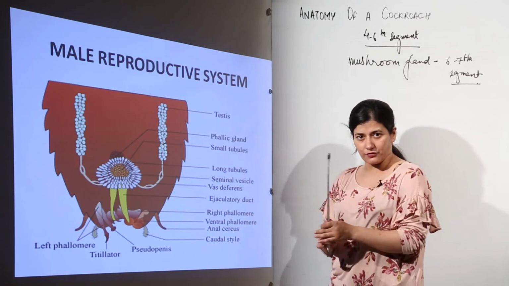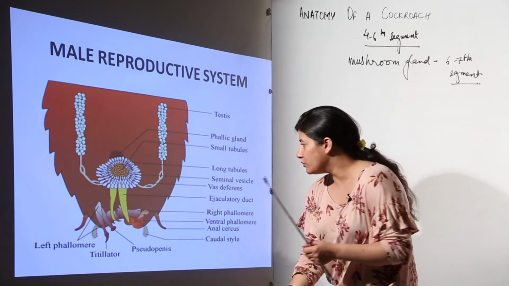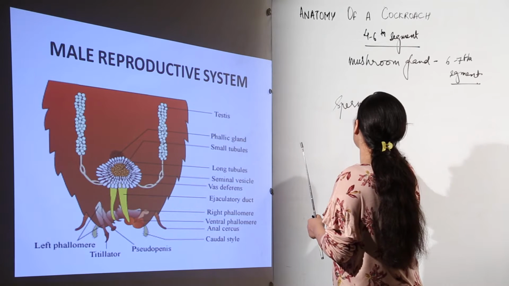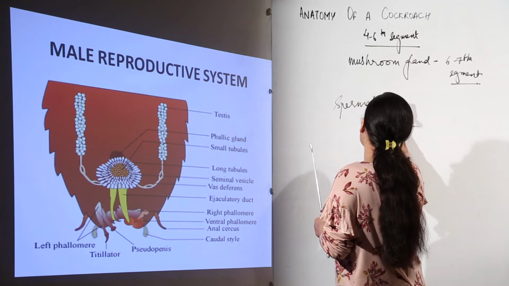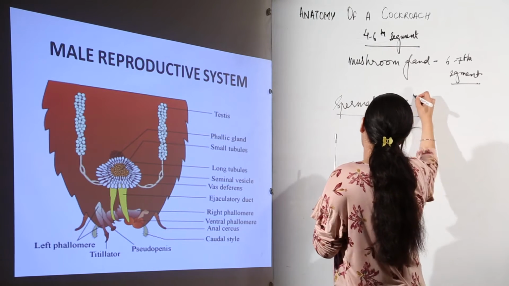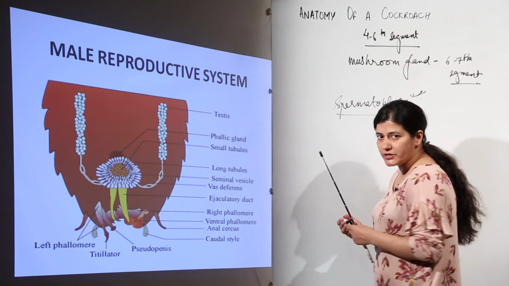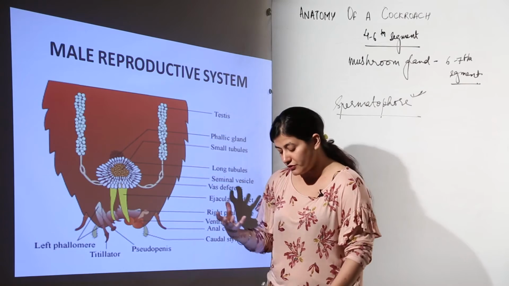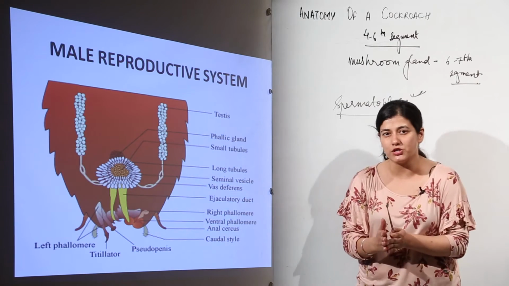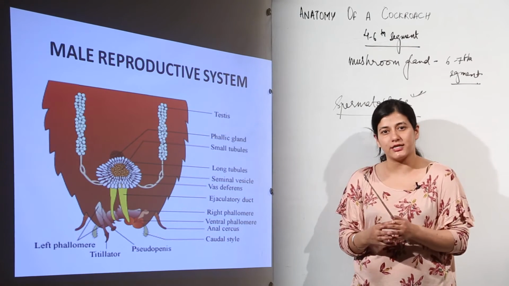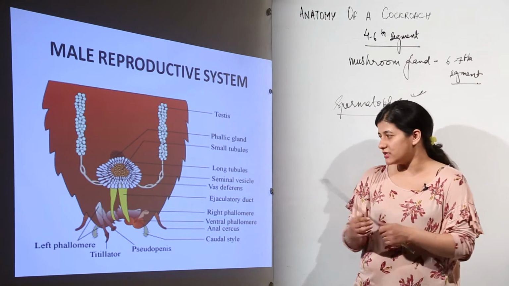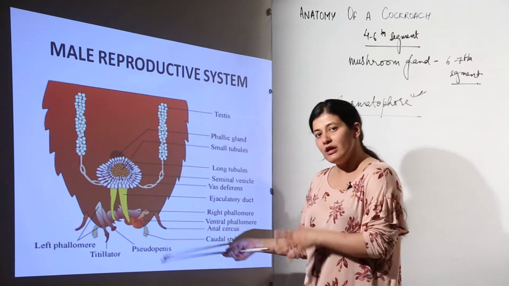Now what is spermatophore? Spermatophore is a unit in which the sperms are stored. This spermatophore is released out during copulation. Spermatophore is going to have many sperms inside it which would be joined together, and when the copulation takes place between a male and female cockroach, it would be released out as it is from the ejaculatory duct through the phallomere.